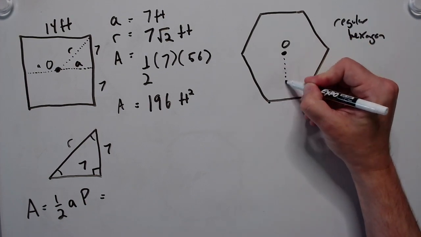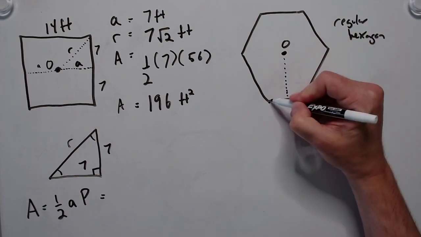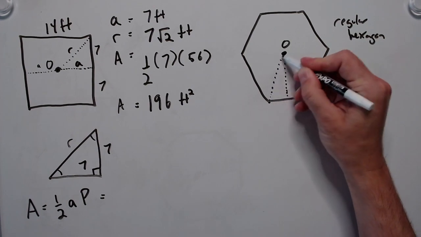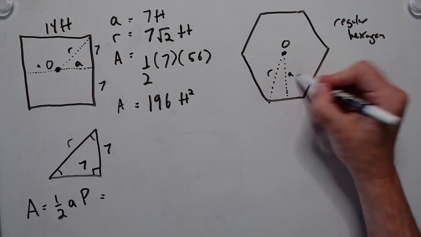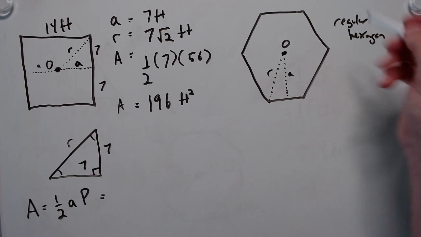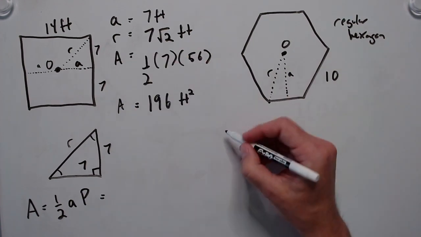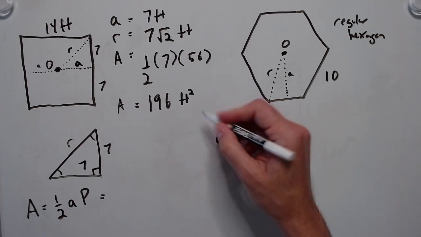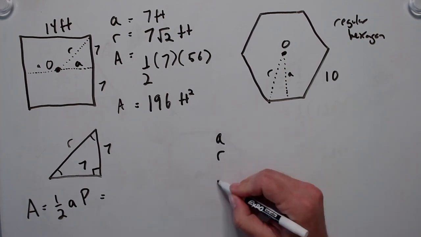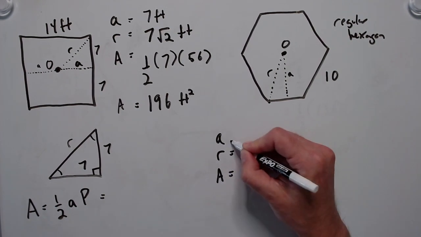So we're going to draw an apothem here, and we're going to draw a radius here. So radius, apothem, and we're going to know that the side is 10. We want to know the same things: the area, the apothem, and the radius.